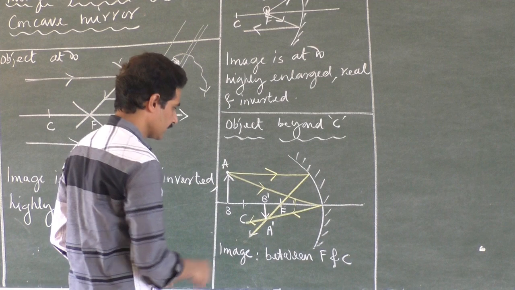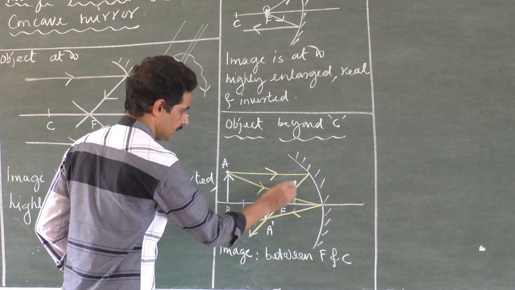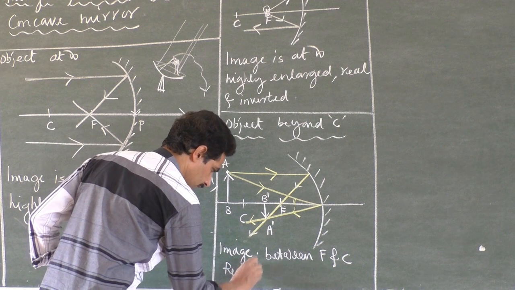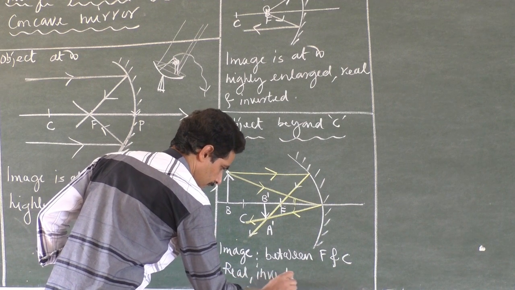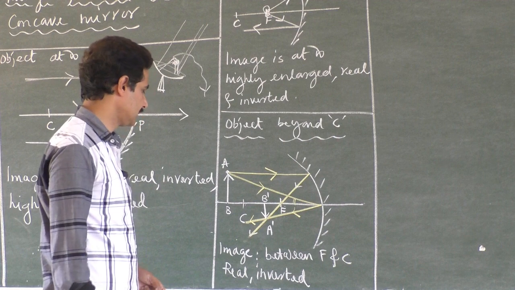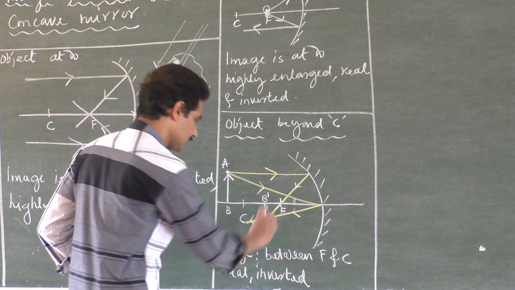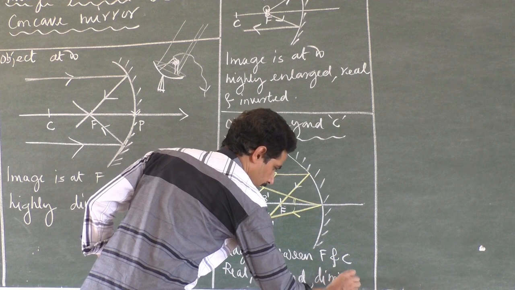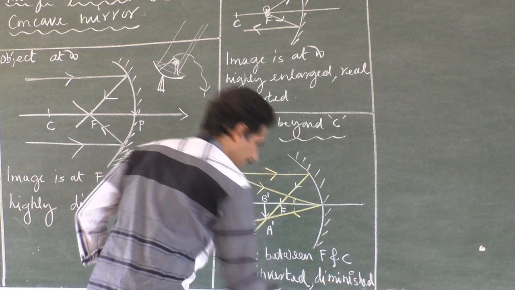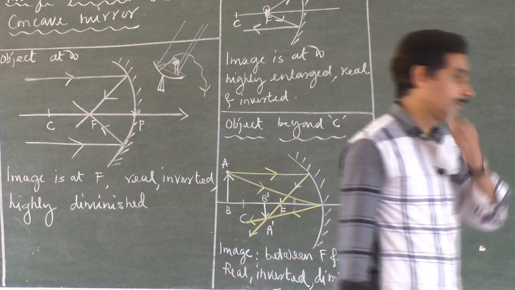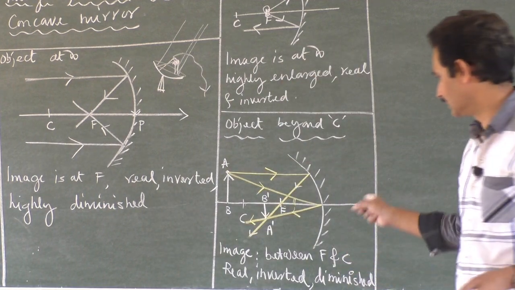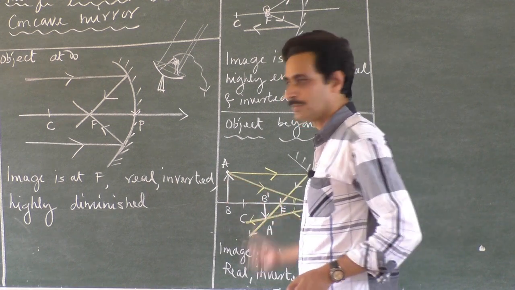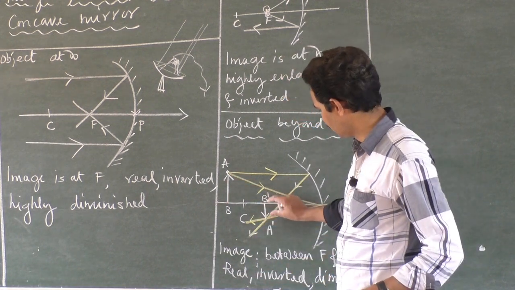And it is real because the rays of light actually meet here. So real, inverted, diminished, it is smaller in size. So a real, inverted, diminished image is formed between F and C, focus and center, right? So when the object is beyond C, the image is between F and C, and it is real, inverted and diminished.